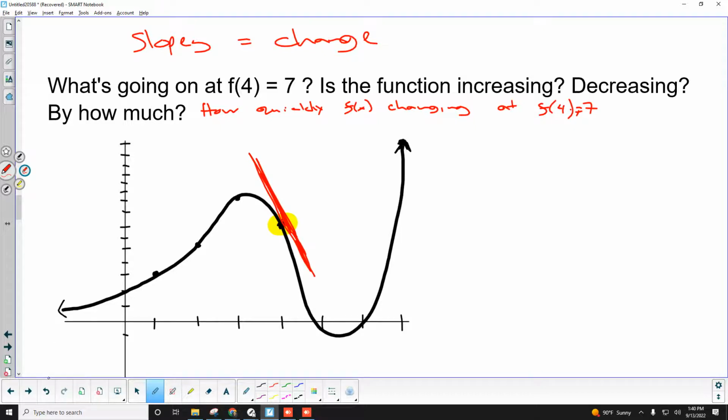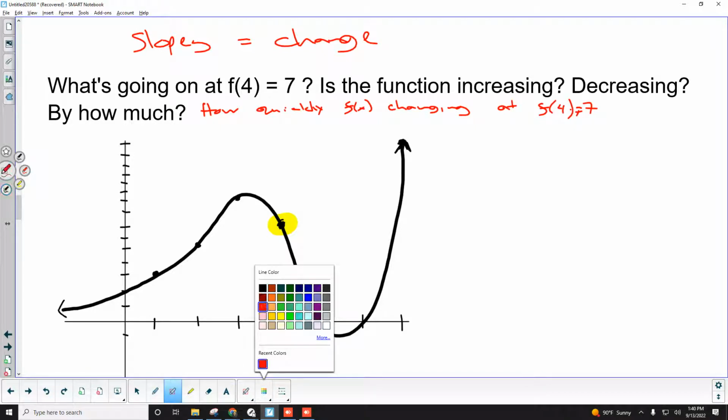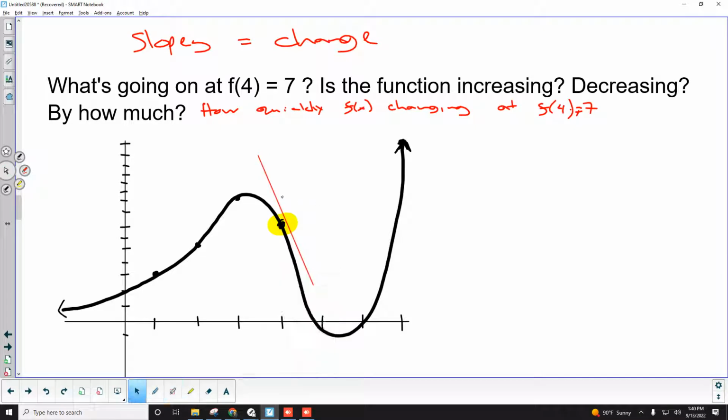Did any of you, and it's okay if you didn't, it's okay if you're like, yo, I have no clue. Did any of you think of drawing something that just kind of touched the function right there and mimicked things right there? Yeah, that's kind of instinctually what we can think of. It's like, yo, that's the slope right there. Great.